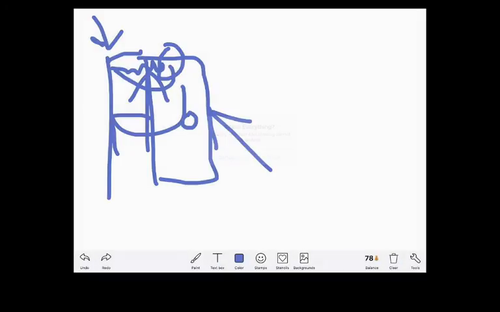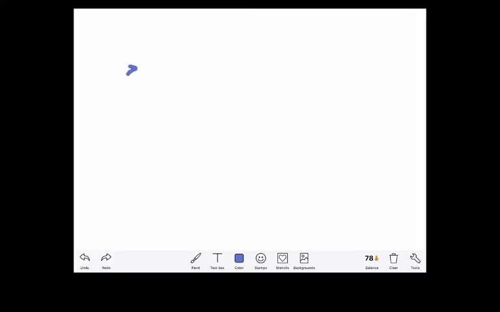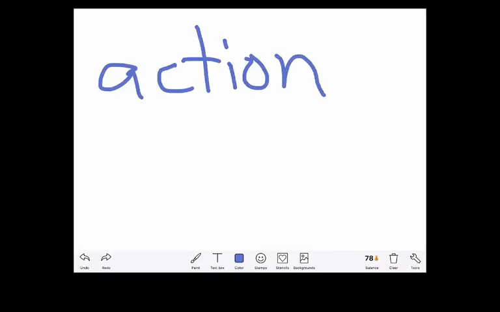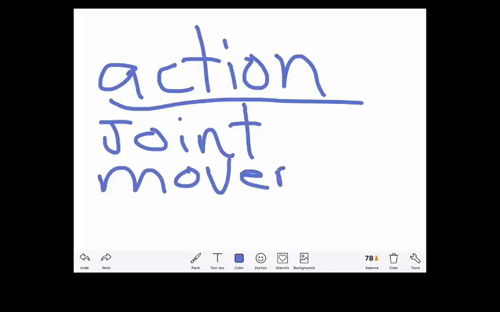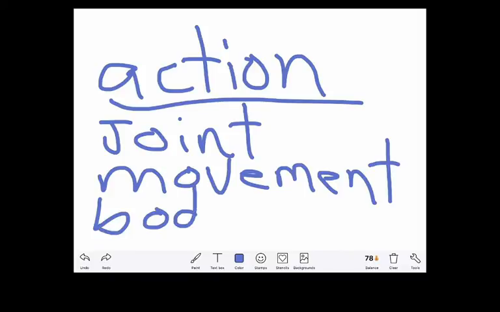The next thing you need to know about each muscle is the action of the muscle, what it does. And there are always going to be three components to a muscle action. It's going to include an articulation, a type of movement, and then the body part that's moving. Let me give you an example.